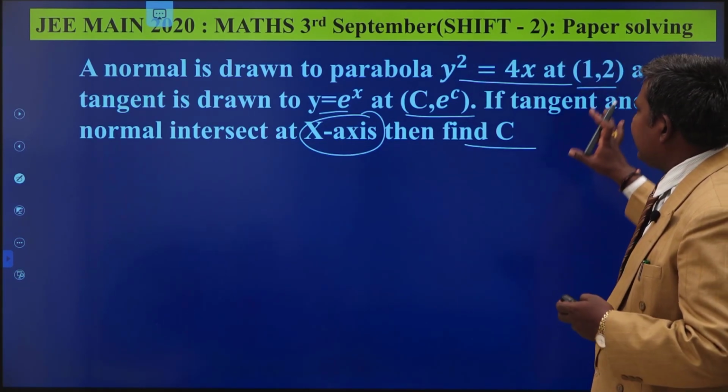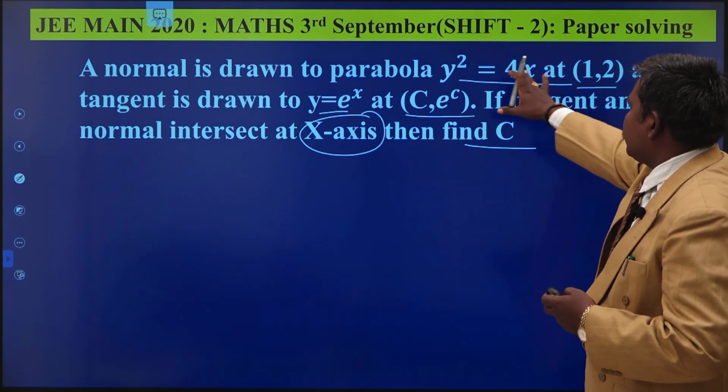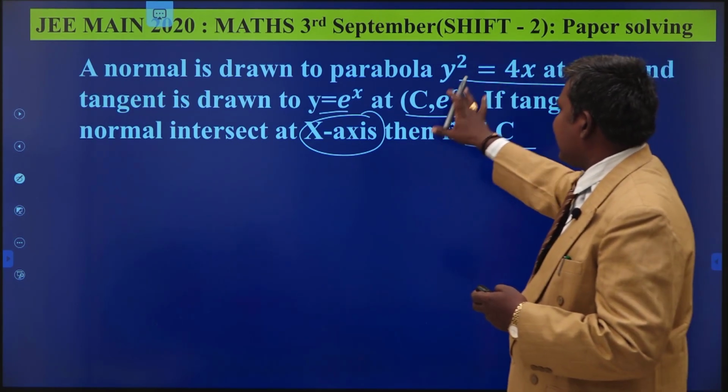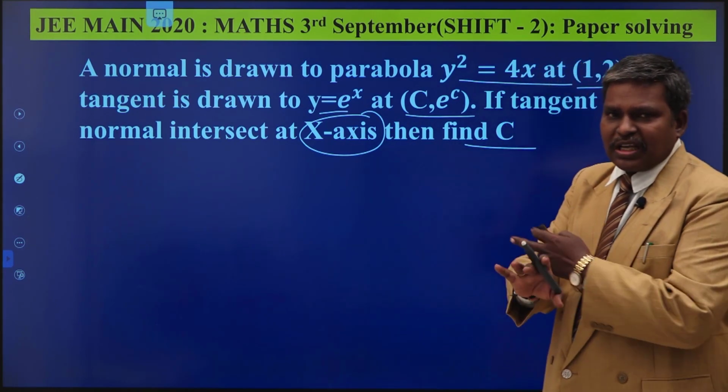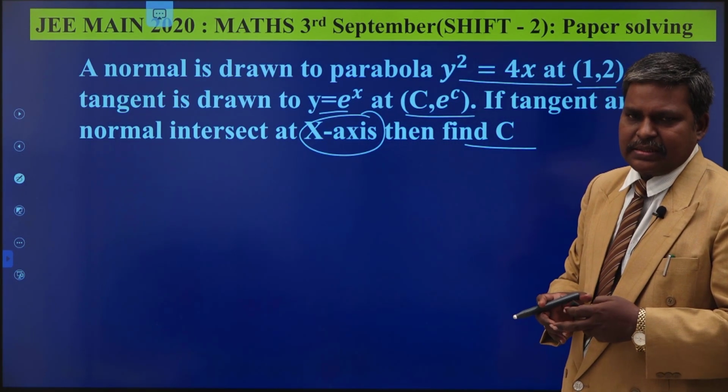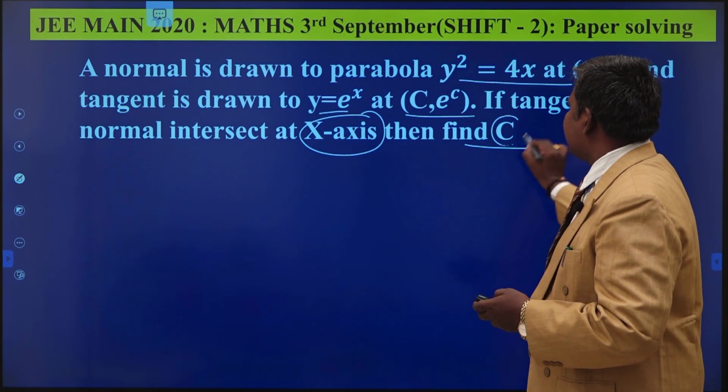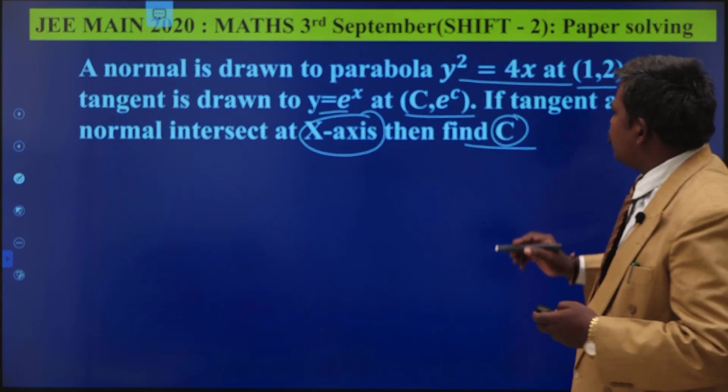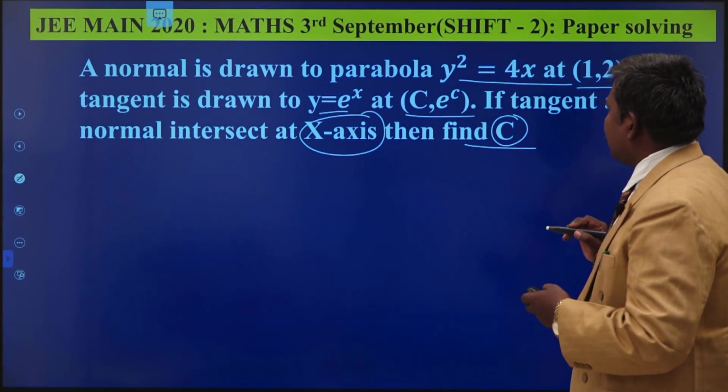So we have to write the normal equation at this point to this curve and the tangent at this point to this curve. Both intersect on what? The x-axis. Then we have to find out the value of c. This is the question. So this is the parabola y square equal to 4x.